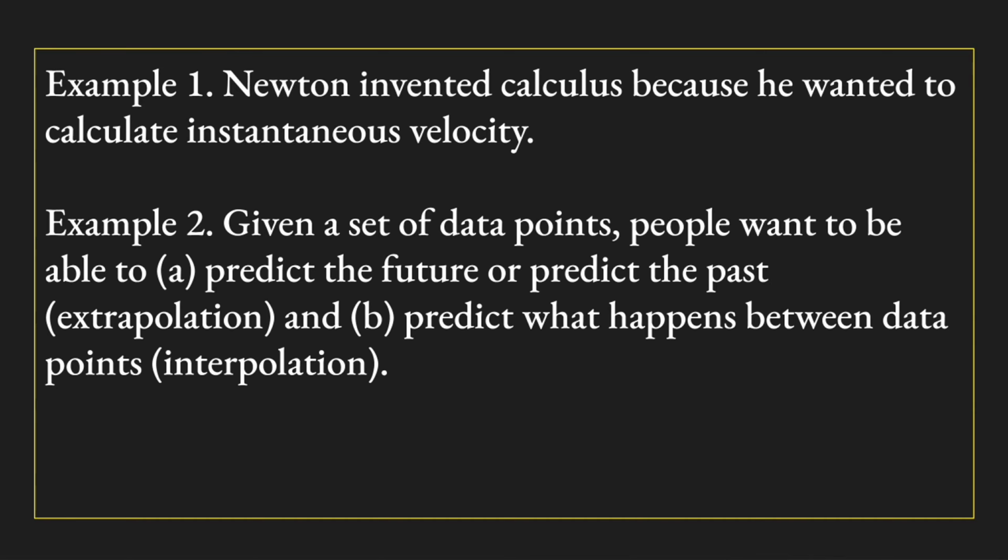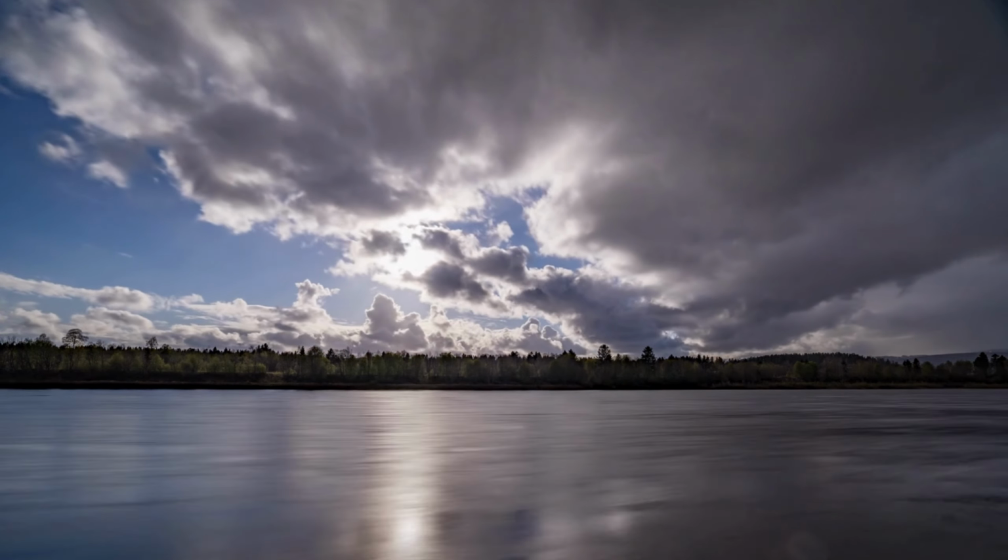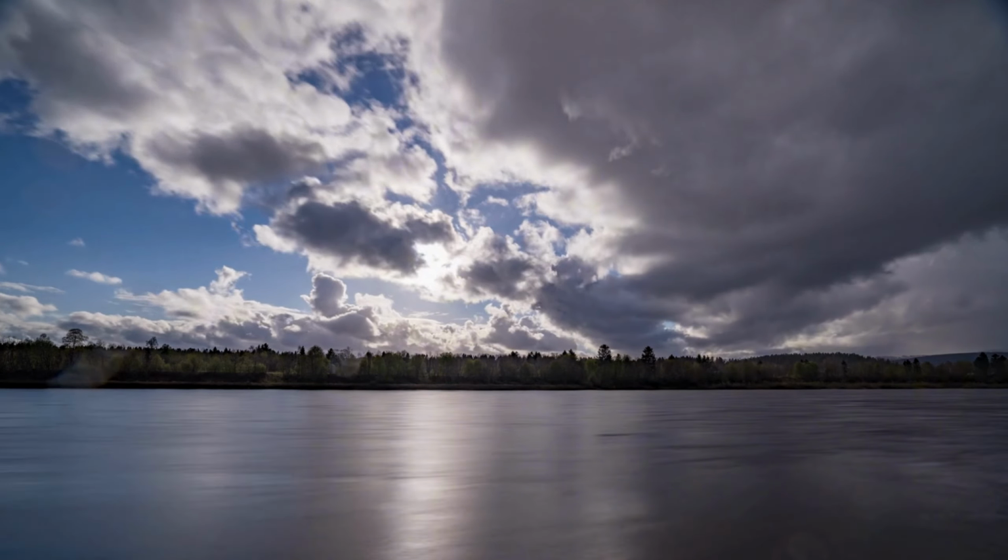As an example, in industry and business, given a set of data points, people want to be able to predict the future or predict the past, and predict what happened between the data points. So this is one of the main motivations in all of science. We want to be able to predict the future. We also want to be able to know what happened in the past. What is the most common thing we want to know day by day? The weather. There are a set of equations that predict the weather.